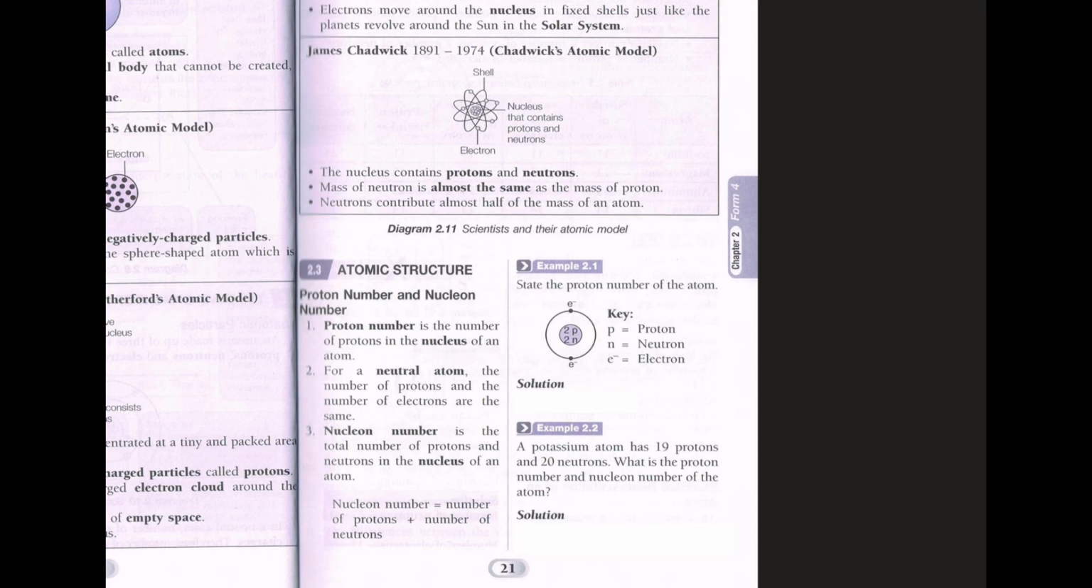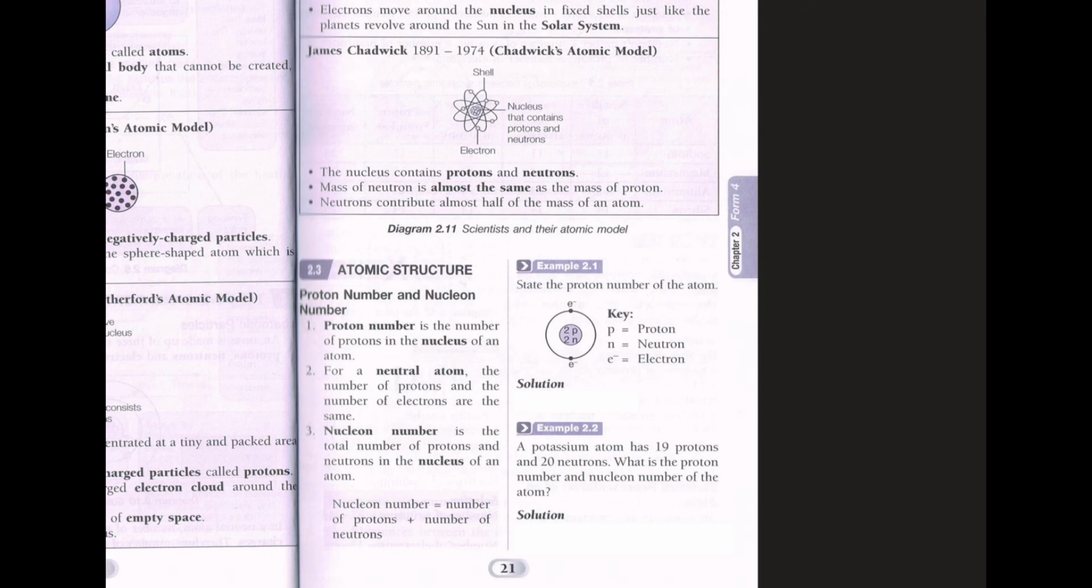Now let's see 2.3 atomic structures, proton number and nucleon number. Proton number is the number of protons in the nucleus of an atom. That means how many protons. For a neutral atom, the number of protons and the number of electrons are the same. This one is important: an atom is neutral. If they are not neutral, we call it an ion. So an atom has the same number of protons as electrons, so that the charge can balance off.